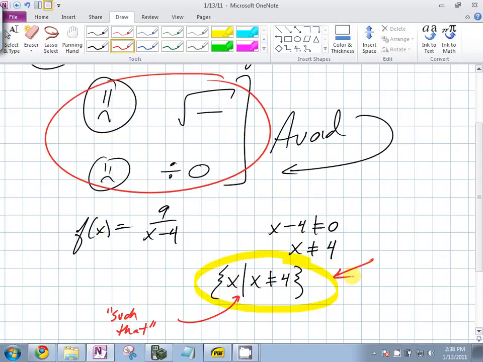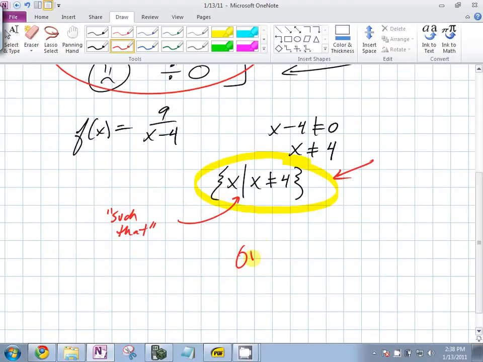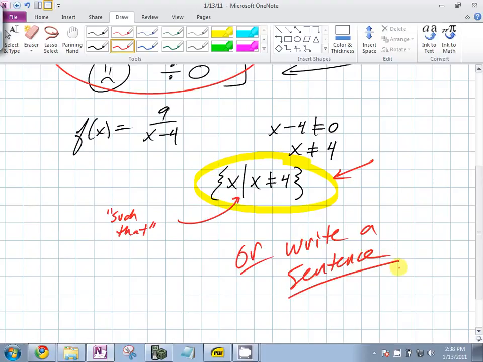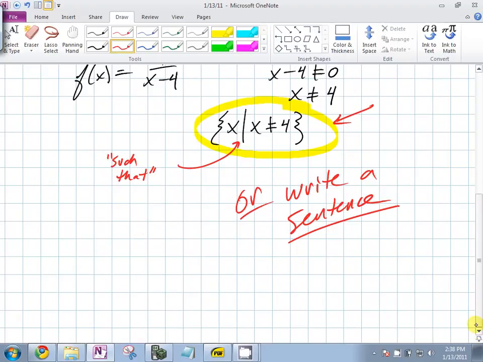Or you could write a sentence: all real numbers except 4. If you're ever confused about how to write it, write a sentence, everybody. Sentences are great. You give points for sentences? Absolutely. Sometimes it's much easier to write a sentence. Sometimes it's harder. Whatever one has worked, that's fine. Sentences are fine. Okay, let's use our hands. We're going to raise our hands.